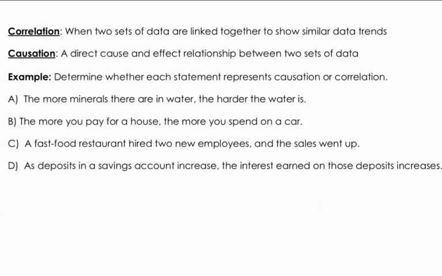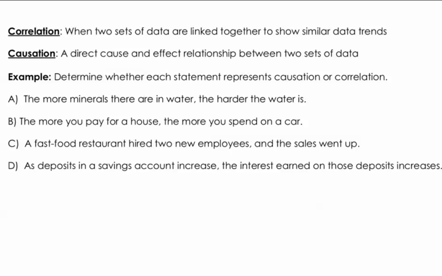Okay, so the last thing we're going to talk about before we talk about equations of lines is the difference between correlation and causation. If we read our definitions here, correlation is when two sets of data are linked together to show similar data trends, versus causation, which is a direct cause and effect relationship between two sets of data. So correlation is almost more of a coincidence, where causation is a fact. It's like the more products that you sell, the more revenue that you're going to bring in. One thing we have to be able to do is differentiate within statements whether it is a correlation relationship or a causation relationship. So we'll do a couple of practices here.